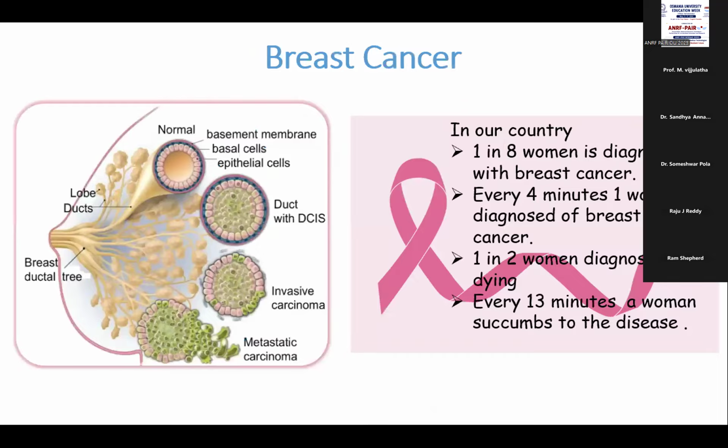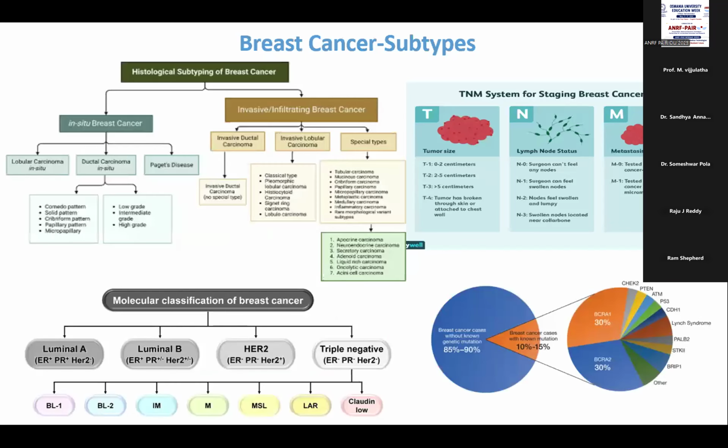Coming to today's topic, that is breast cancer. Breast cancer is a type of cancer that originates in the breast in different parts of the cells, like lobules or ducts or nodes. In our country, around 1 in 8 women are diagnosed with cancers, and every 4 minutes, one woman is diagnosed with breast cancer, and every 13 minutes, a woman can succumb to this breast cancer. Histologically, there are different types, as I told, lobular, ductular, and also based on its invasive nature, they're also named as invasive and non-invasive.